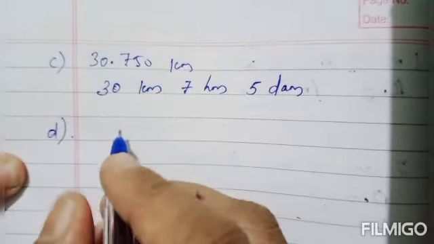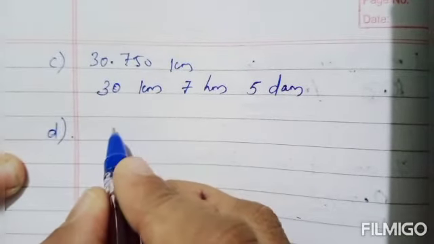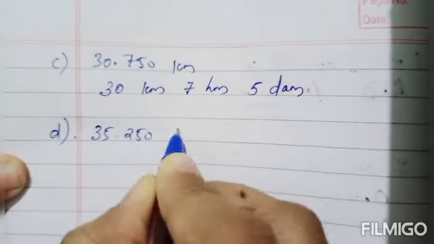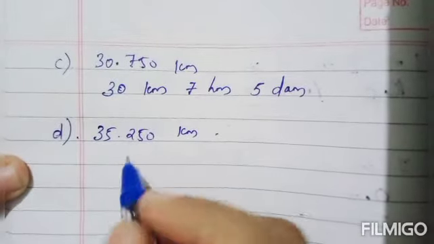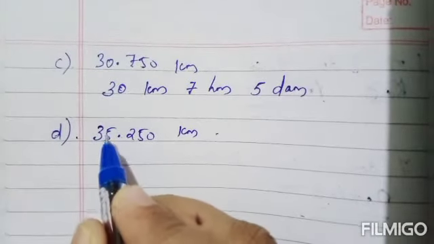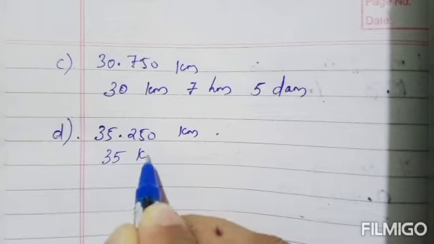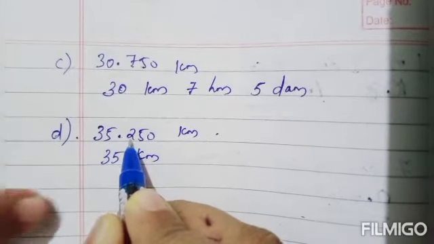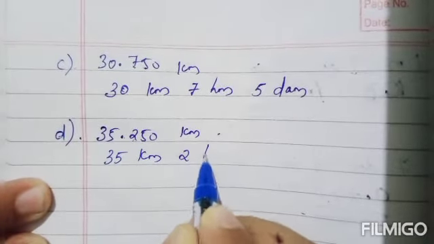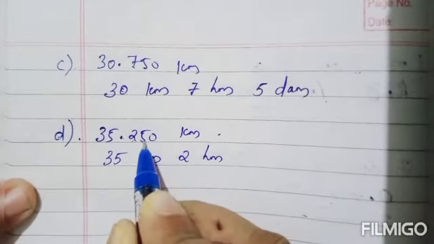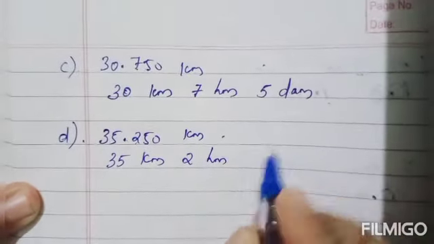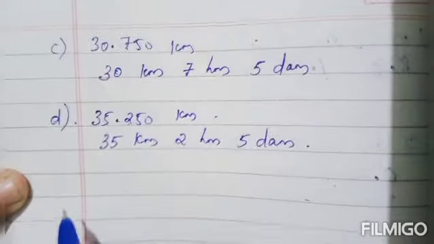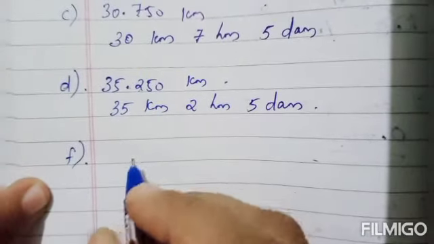Okay. Next D, 35.250 kilometer. So how can you write? Before the decimal point 35 is coming, so 35 kilometer. Now after the decimal point in 10th place it is 2, so 2 hectometer. 100th place it is 5, so 5 decameter.